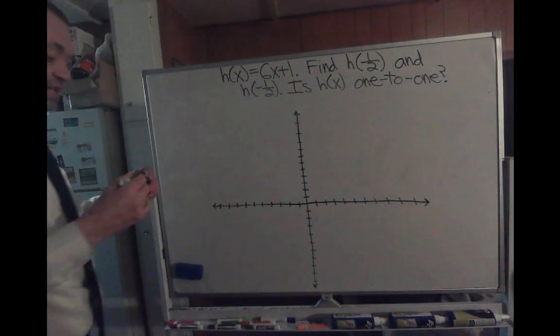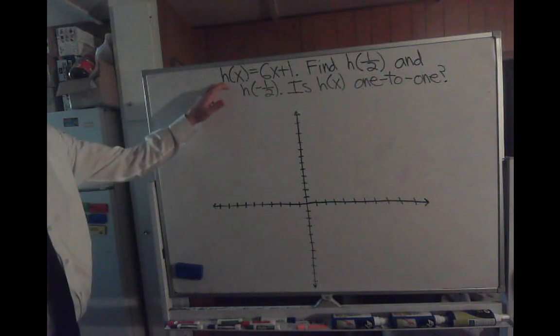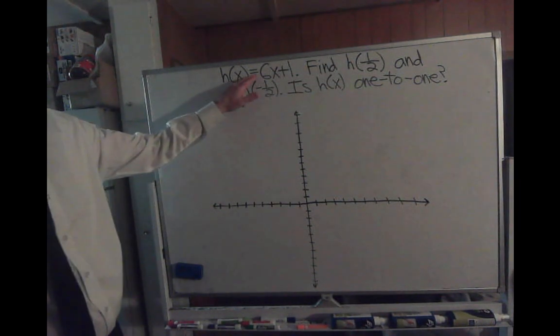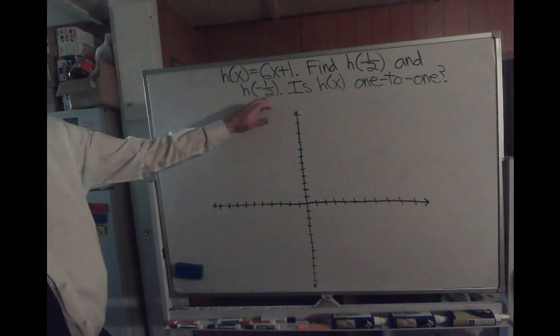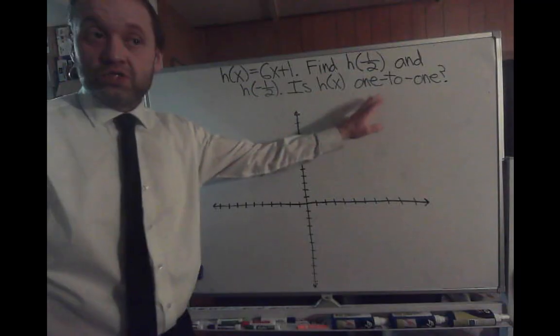Alright, so a sort of similar problem. We're given the function h of x equals 6x plus 1. Find h of 1/2 and h of negative 1/2. Is h of x one-to-one?